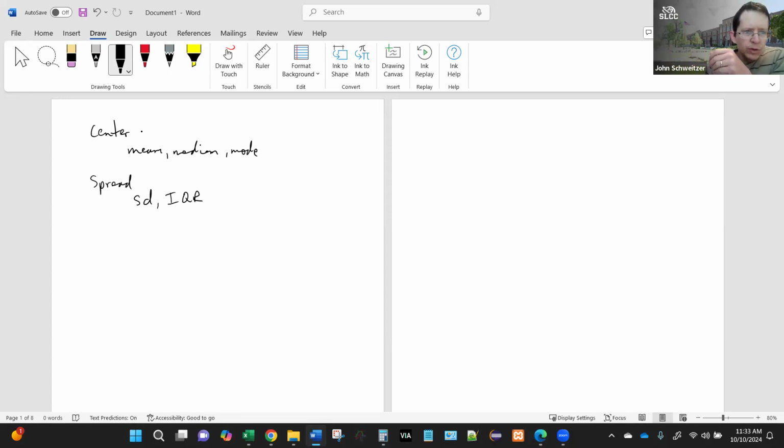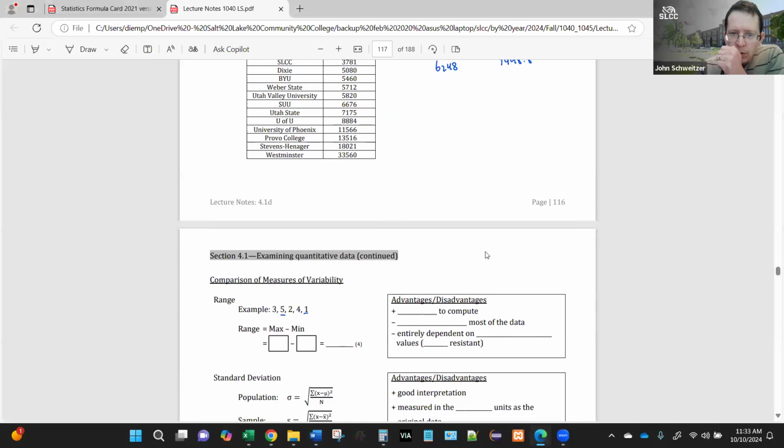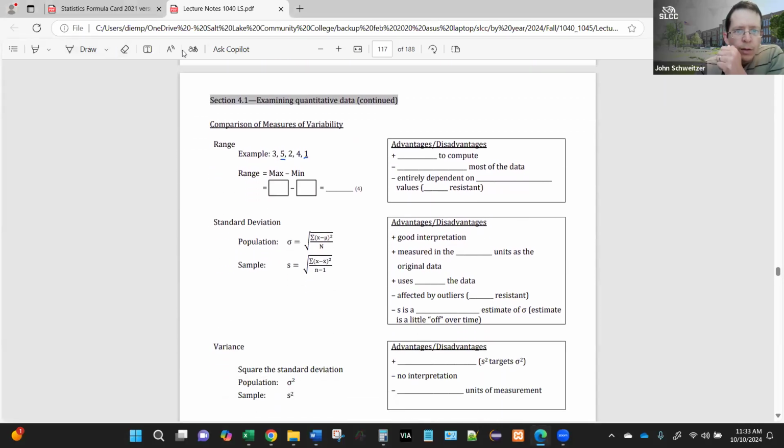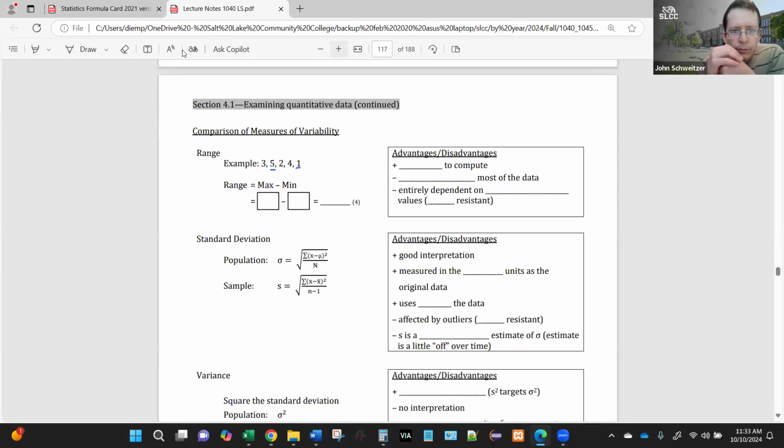Okay, so we're done with measures of center. We're right here in measures of spread. So we know standard deviation. We learned about the IQR. And so if we continue on in our lecture notes here on page 117, we'll talk about measures of variability. Okay, so variability we know is related to consistency. They're inversely related. So if variability is high, then consistency is low, and vice versa, right?